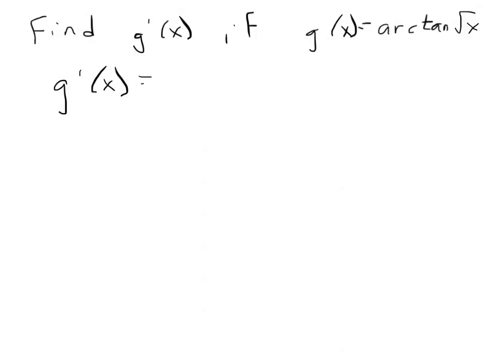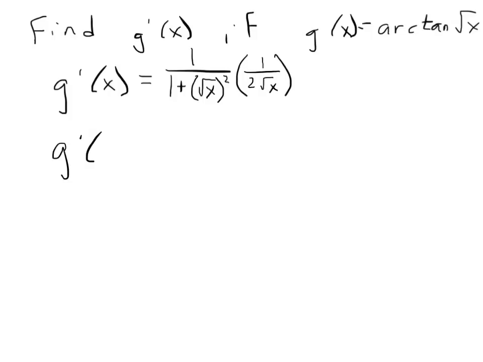So we know that the derivative of arctan, or rather we are slowly memorizing and recognizing, the derivative of arctan is supposed to be 1 over 1 plus x squared, but in this case it's the square root of x squared. And then we're supposed to chain rule, multiply by the derivative of what was inside. The thing inside was the square root of x, and the derivative of that is 1 over 2 root x. So if I simplify this a bit, this is 1 over 1 plus x times 1 over 2 root x.